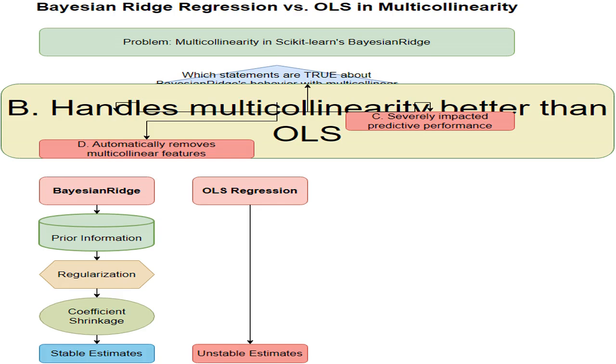I'll explain why. The Bayesian approach in BayesianRidge uses prior information to regularize the model. This means that it shrinks the coefficient estimates toward zero. This helps stabilize the estimates and makes the model less sensitive to the fluctuations that multicollinearity introduces. OLS, on the other hand, is more susceptible to these fluctuations.